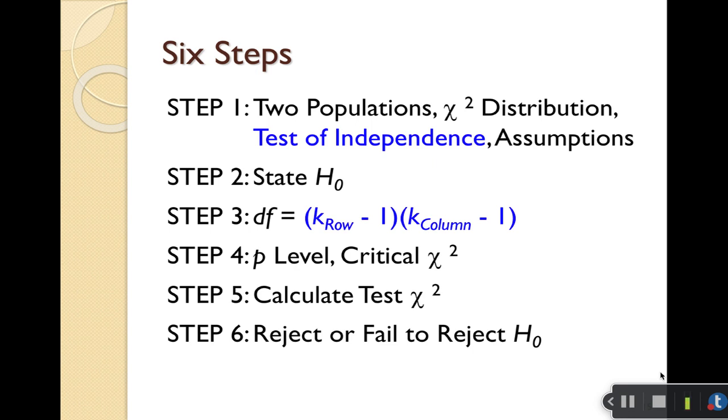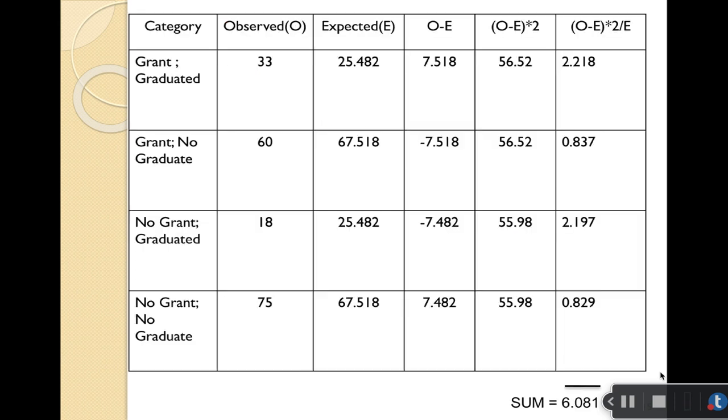So we take the number of variables in our row, which again, we have grant versus no grant, minus 1, and then our column, graduation yes or no, minus 1. So we'd still end up with a 1 degree of freedom test in this case when we multiply those two together. We'd want to determine a critical chi-square cutoff, and we want to calculate our test chi-square just like we did before in order to determine whether we should reject or fail to reject our null hypothesis.